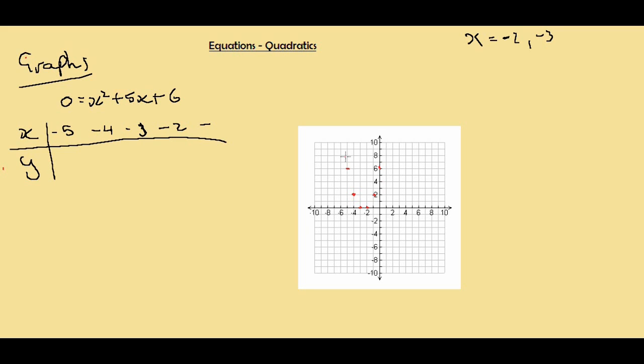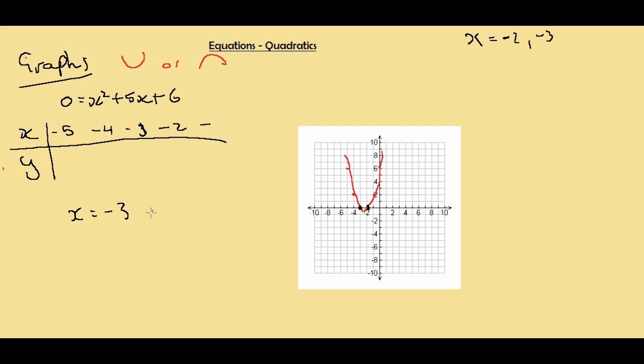You can see the graph will kind of go like this. It'll look like a U shape. All we need to do to find the values of x is see where the graph crosses the x-axis. That will be this point here and this point here, and there are two values for that. In this case x equals minus 3 or minus 2, and you can see that from there.